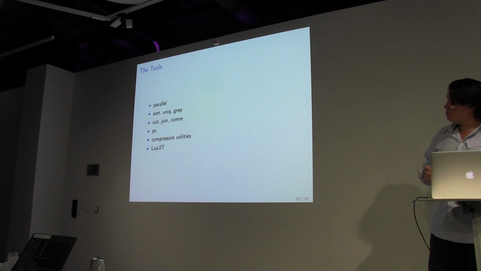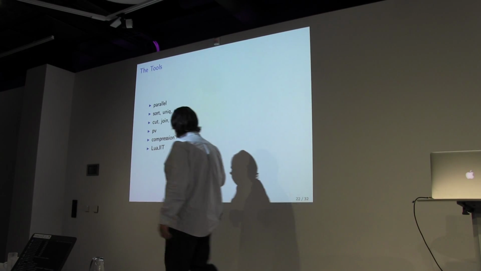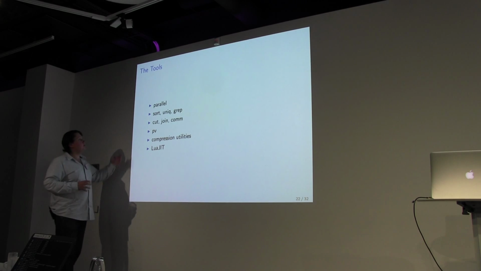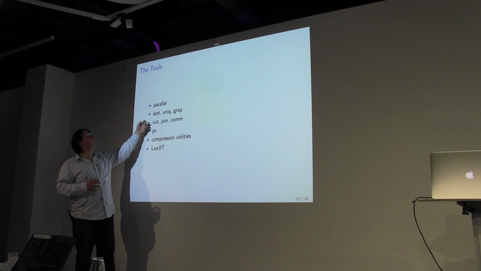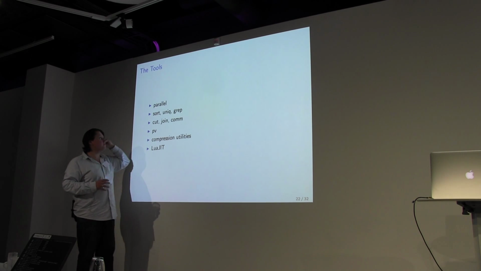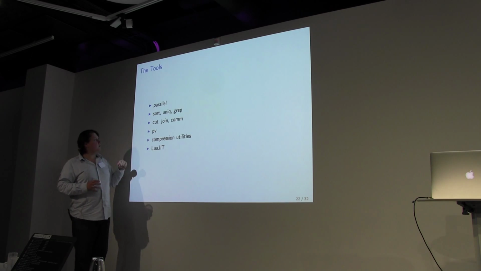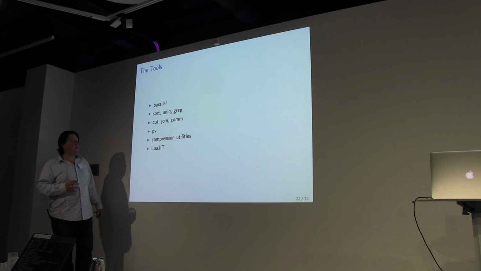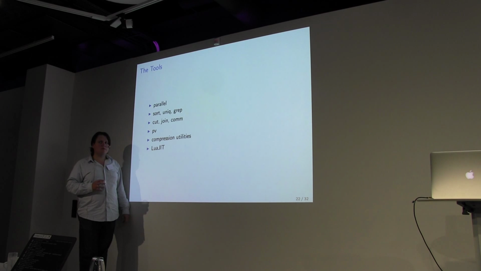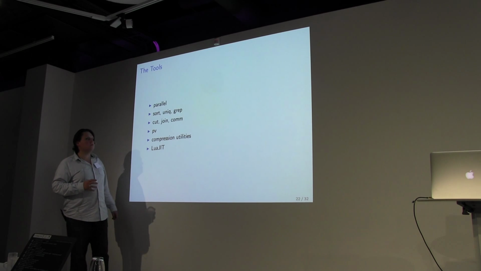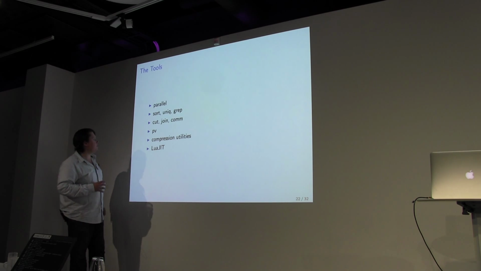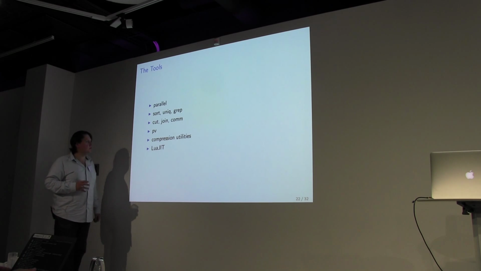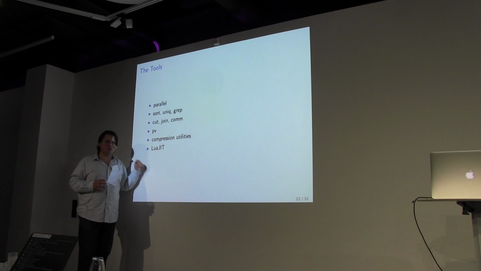So what tools do we use? I mentioned a few of them already. The parallel, the sort, the uniq to filter out unique lines, sorted out, the grep to filter the lines, the cut to filter out the columns from the data, join to merge back two sorted data sets. Comm is a fast diff tool, basically. Pipe viewer for diagnostics, compression utilities, and LuaJIT.